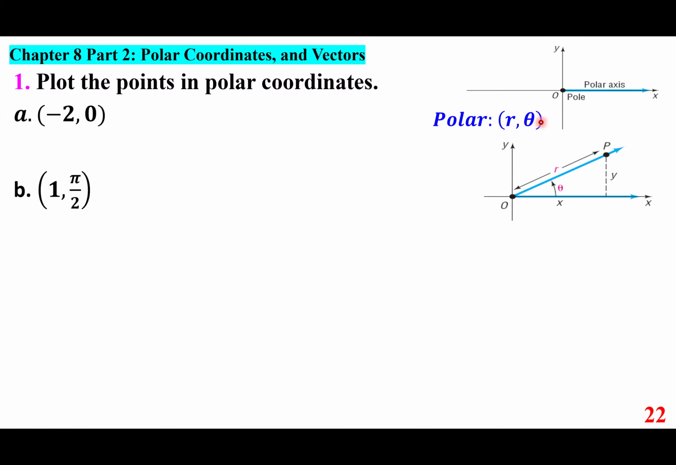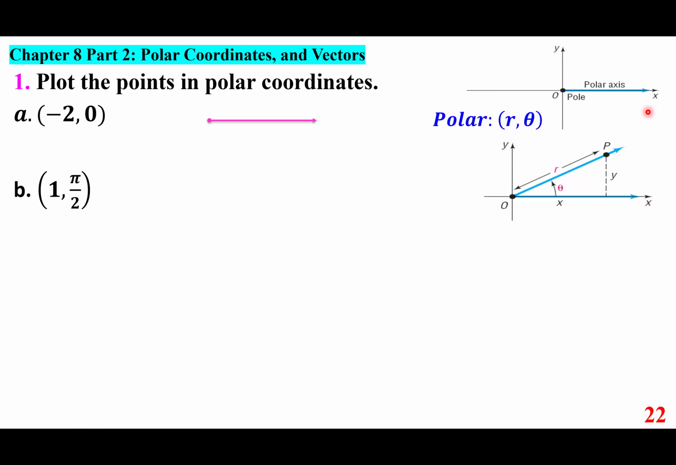(r, θ). So this distance is x, this distance is y, this is r, which is x squared plus y squared equals r squared. And P has coordinates (x, y) or (r, θ). This is the pole or the origin. This is the polar axis or the positive side of the x-axis.